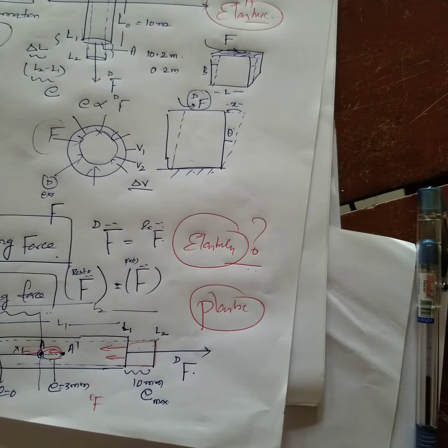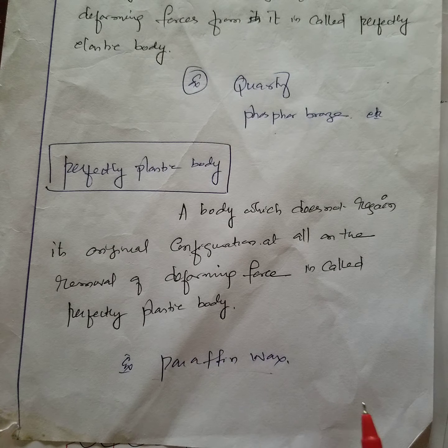Okay. Next, what is perfectly plastic and perfectly elastic? A body that regains its original configuration completely and immediately after removal of deforming force is called perfectly elastic. Example, quartz and phosphorus bronze. If it does not regain its original configuration, it is called perfectly plastic. Example, paraffin wax. This is the thing you have to do.